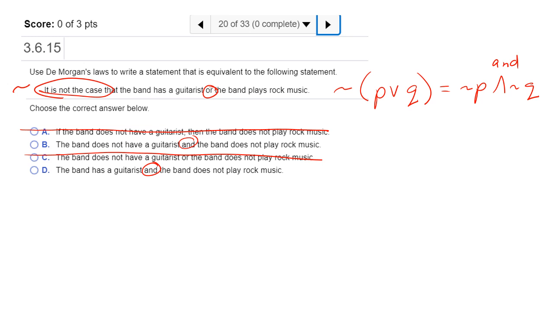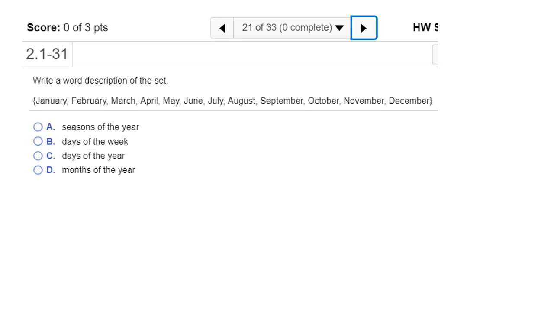I need it to say something to the effect that the band does not have a guitarist and the band does not play rock music. The band does not have a guitarist, the band does not play rock music would be answer choice B. Now we're going to give a word description of the set that you see listed in roster form. If you will notice, the best word description would be months of the year.